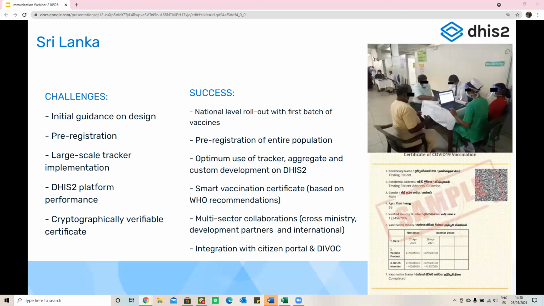And of course, optimum use of tracker, aggregate and custom development. We leveraged the capacity and the experience from our past implementation on COVID surveillance to see that we have to have a combination of all three methods to get a successful implementation.